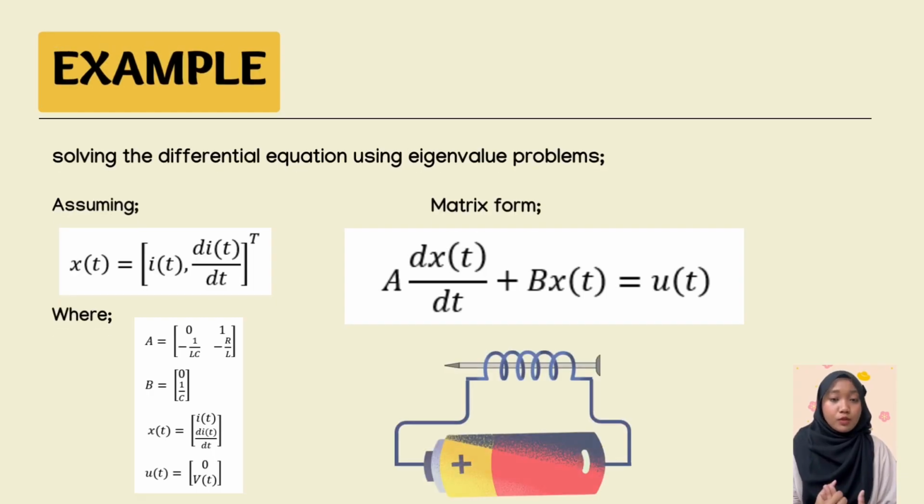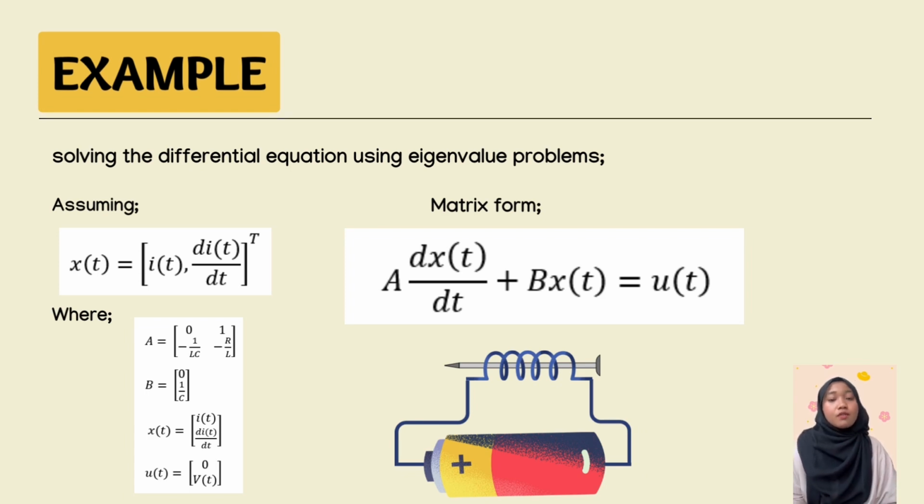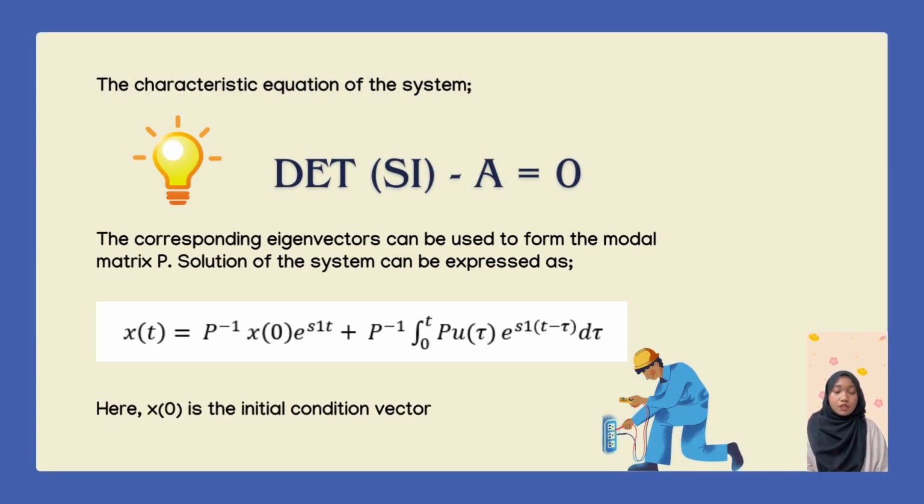So to tackle this equation systematically, we need to convert them into a matrix form because this allows us to apply linear algebra concepts and sets the stage for solving using the eigenvalue problem. So the next step is we need to formulate the characteristic equation. By finding the determinant of a matrix subtracted by a scalar times the identity matrix, we can obtain the characteristic equation. The solutions to the equation are the eigenvalues.